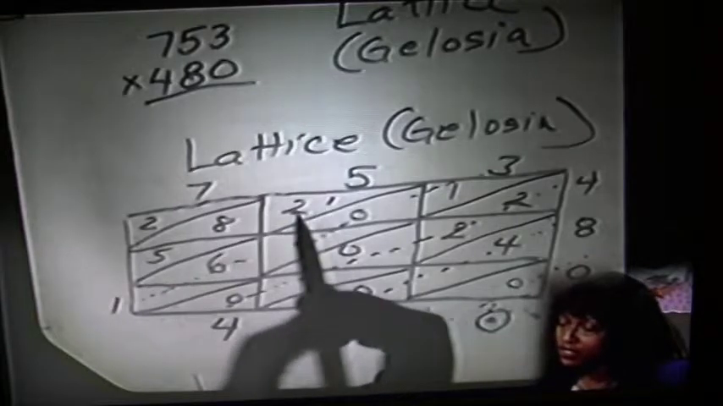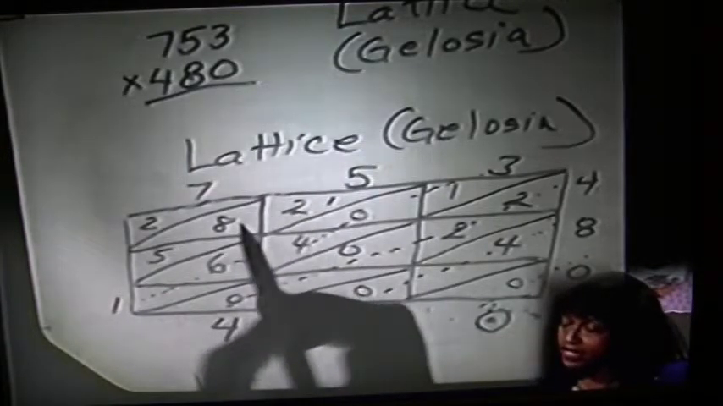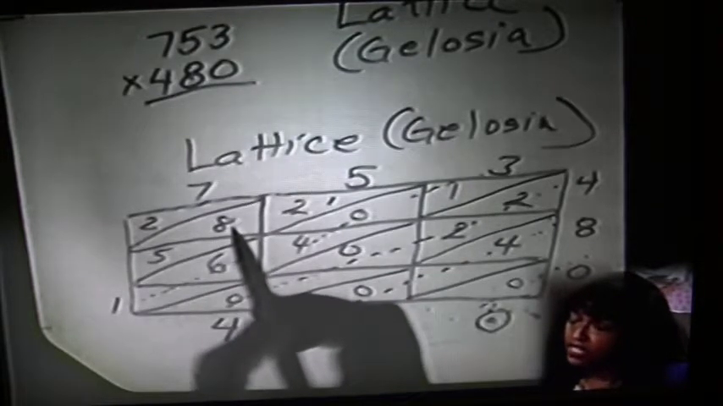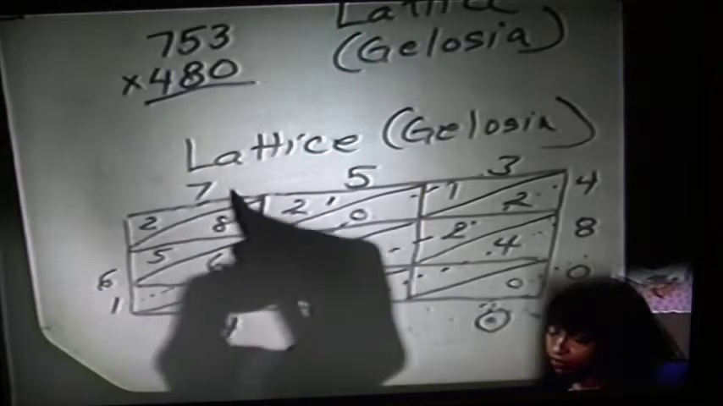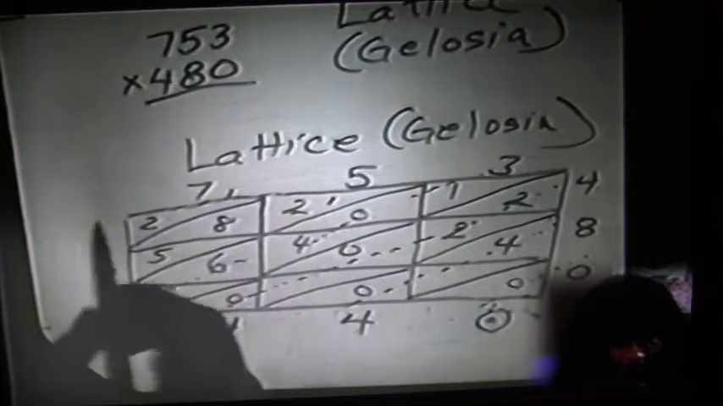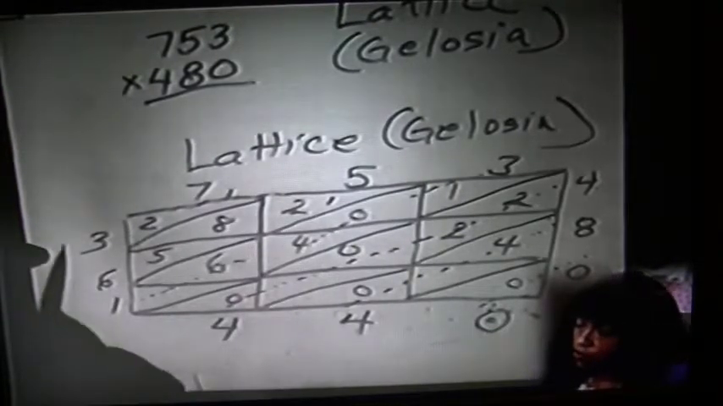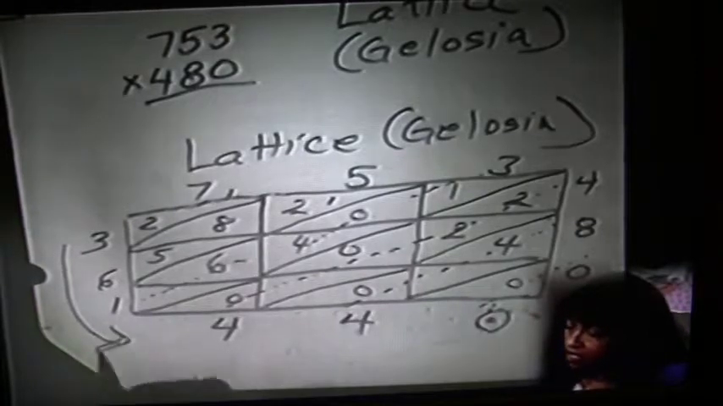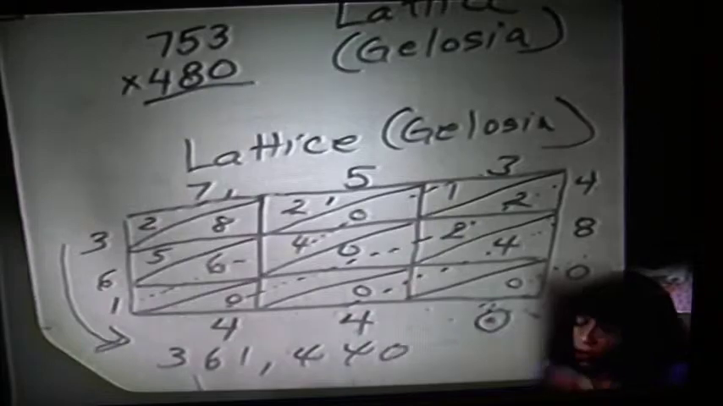1 plus 2 is 3. 3 plus 8 is 11. And 11 plus 5 is 16. We put the 6 here, carry it over here. 1 plus 2 is 3. Now we read the number this way: 361,440. That is our answer.